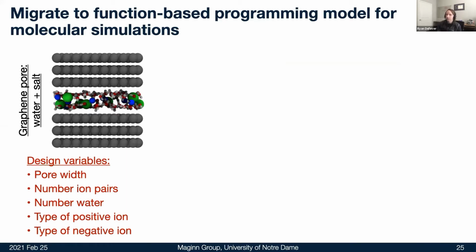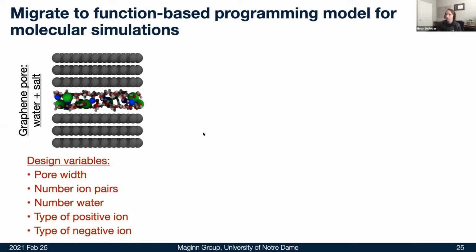And let's imagine that we're interested in studying the properties of the fluid in the pore, and we have some design variables. So we're interested in looking at the pore width, the number of ion pairs in the pore, the number of water molecules, and then maybe the type of the ions. So do we have sodium chloride or potassium chloride or sodium fluoride? So these are your design variables.